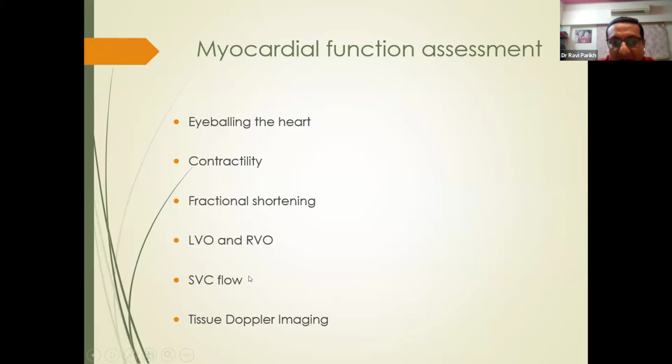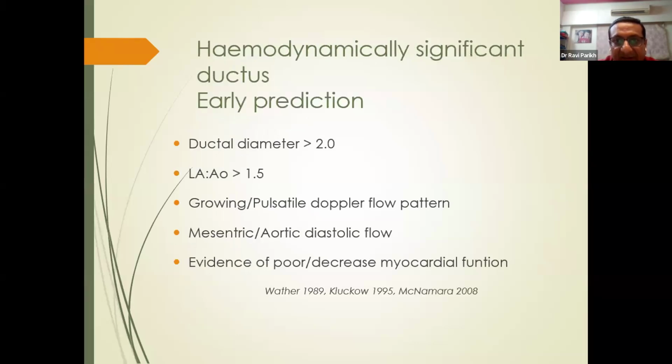But up till now, what we have learned is duct patency, size of the duct, LA:Ao ratio, shunting of the duct, the Doppler flow pattern of the duct, and then whether in the superior mesenteric artery there is a normal pattern or absent pattern. So whether there is a ductal steal or not. And lastly, the myocardial functional assessment.